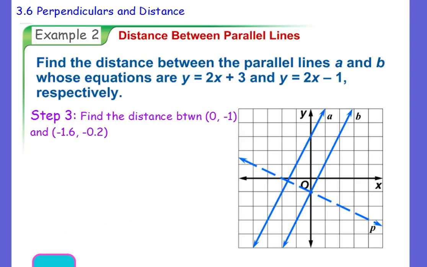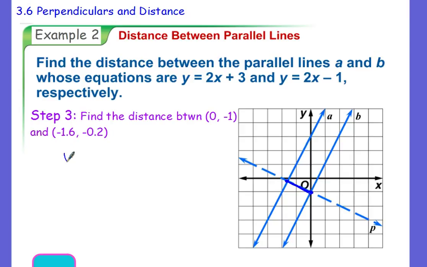Step 3, the last step, is to find the distance between the 2 points. Between this one here, 0, -1, and the one that we just found. We just need to find that distance, and then we are done. And so that is just the distance formula. Since we have such crazy looking numbers, you're definitely going to want to use your calculator here.